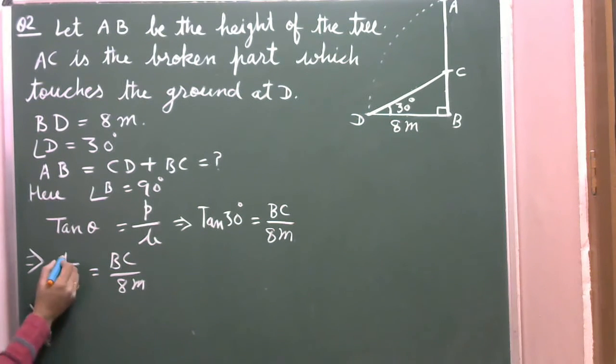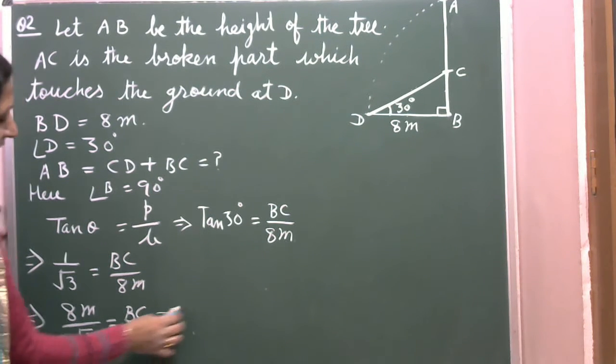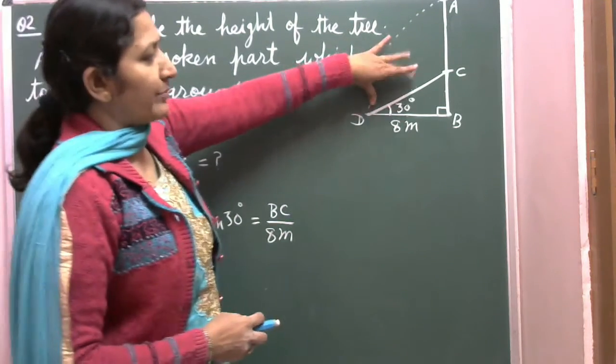So here 8 meter into 1, 8 meter over under root 3 is the value of BC. So here we have found the value of BC. Later on we have to see whether we are to rationalize this or at the end we have to rationalize. Let it be number 1. Second value we have to find is the value of this hypotenuse.